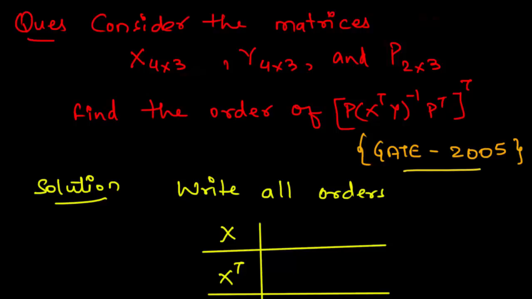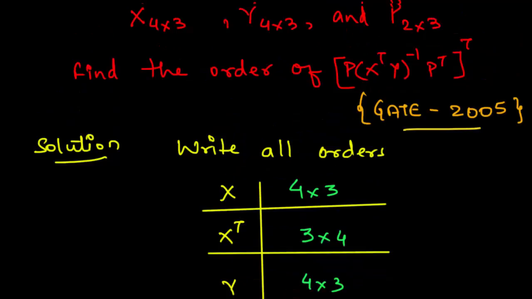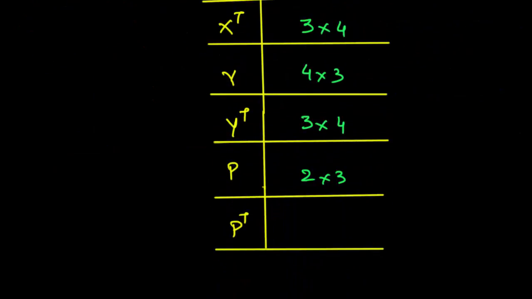Okay, so we will first write the order of all the matrices. So X has the order of 4 cross 3. We need X transpose also. So X transpose will have the order of 3 cross 4. In the transpose, we just swap rows with columns. So in X we have 4 rows and 3 columns, so X transpose will have 3 rows and 4 columns. Simple. Y has the order of 4 cross 3, and Y transpose will have order of 3 cross 4. And P has the order of 2 cross 3, so P transpose will have order of 3 cross 2.